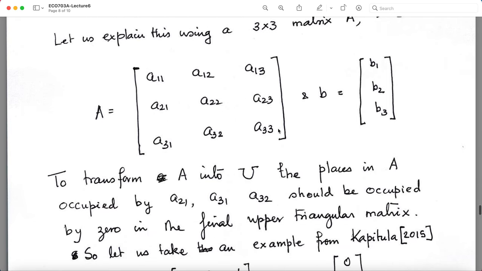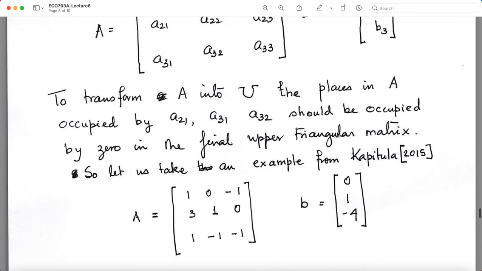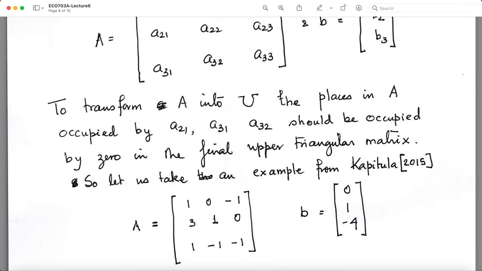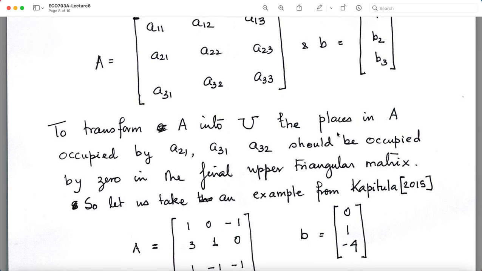This is a 3x3 matrix. I am not specifically putting in numbers; the entries are just a symbolic representation: A11, A12, A13. So Aij is an element in the ith row and jth column. Our job is to transform A to an upper triangular matrix by doing those row operations.